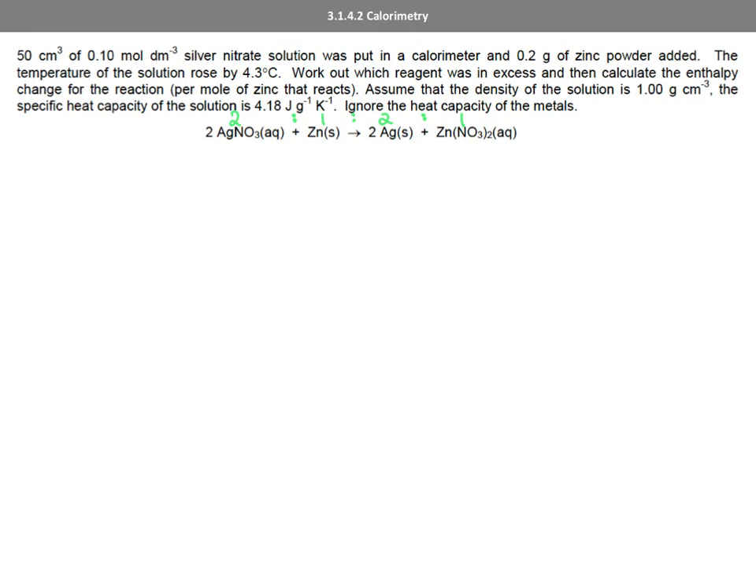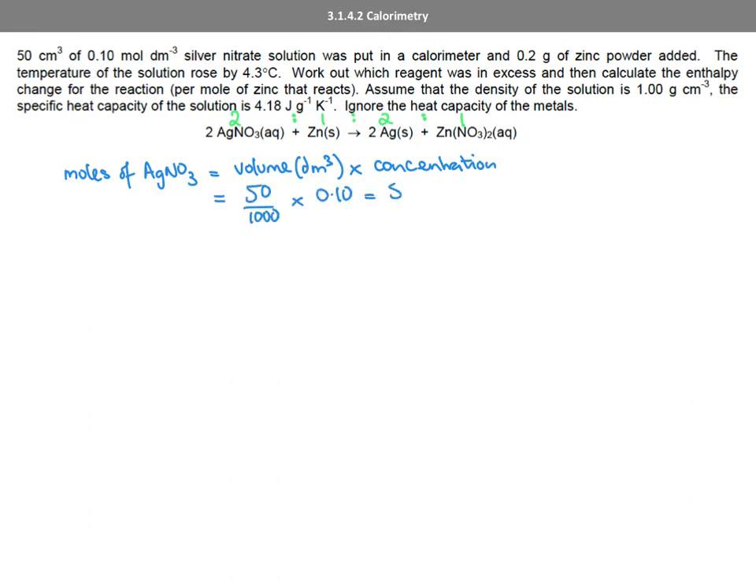So first of all, I'm going to work out the number of moles of silver nitrate that were added. We've got 50 centimeters cubed of 0.10 moles per decimeter cubed. So we're going to multiply the volume, which needs to be in decimeters cubed, so we divide the 50 centimeters cubed by 1,000, times the concentration, which is 0.10. And that equals 5.0 times 10 to the minus 3 moles.